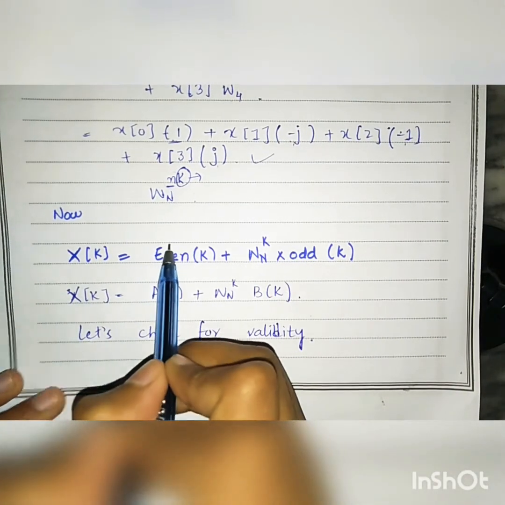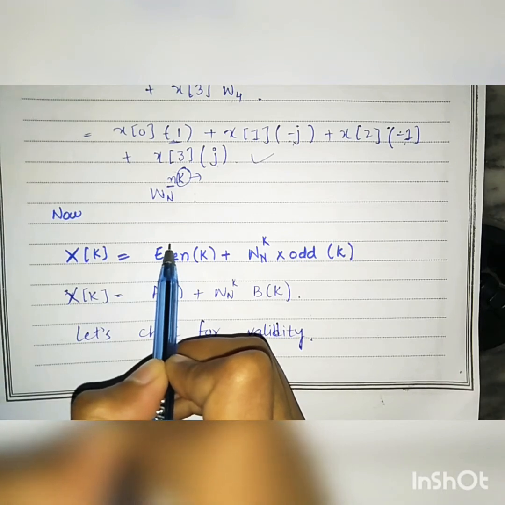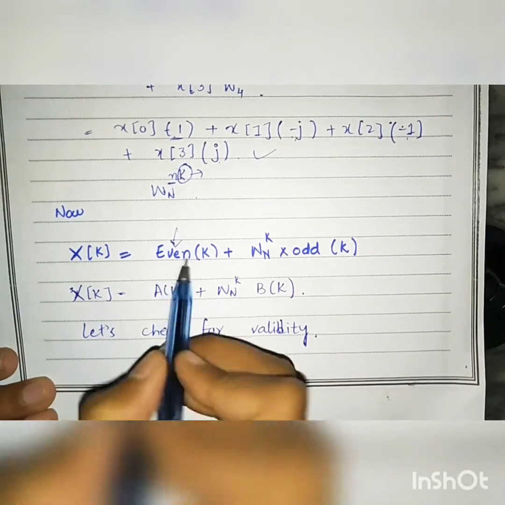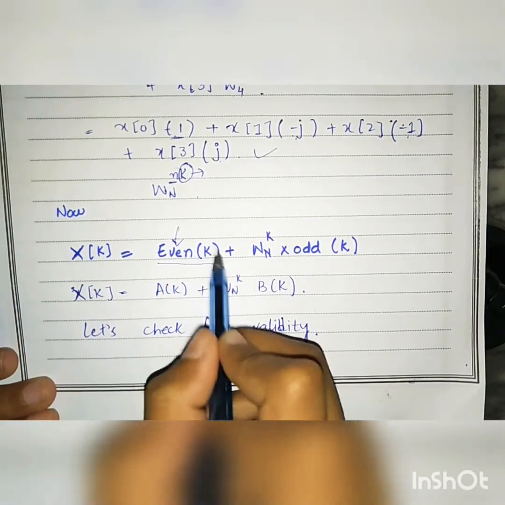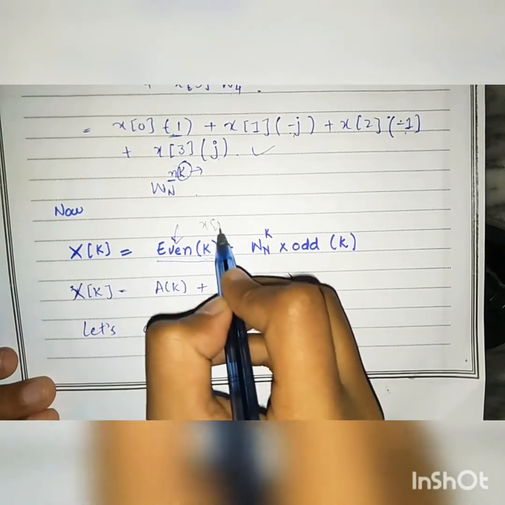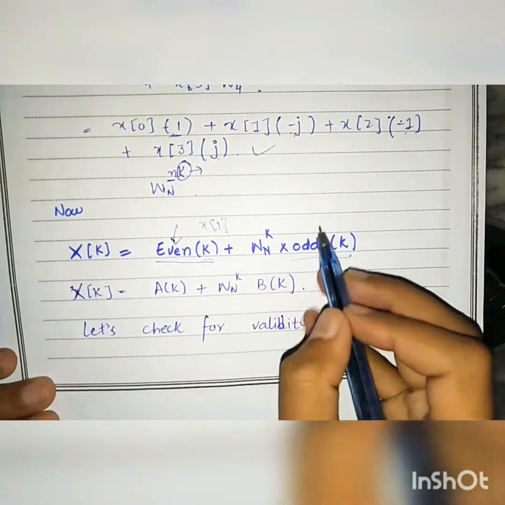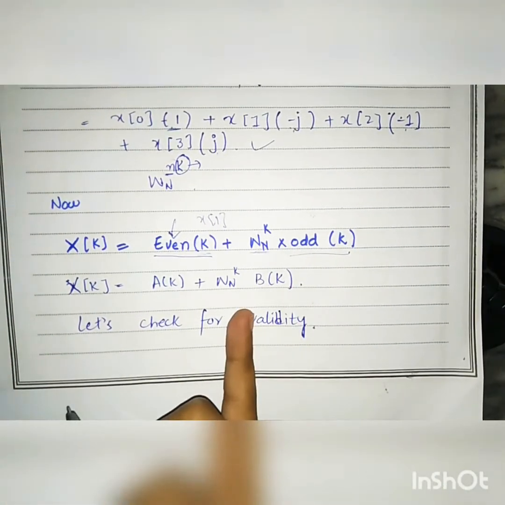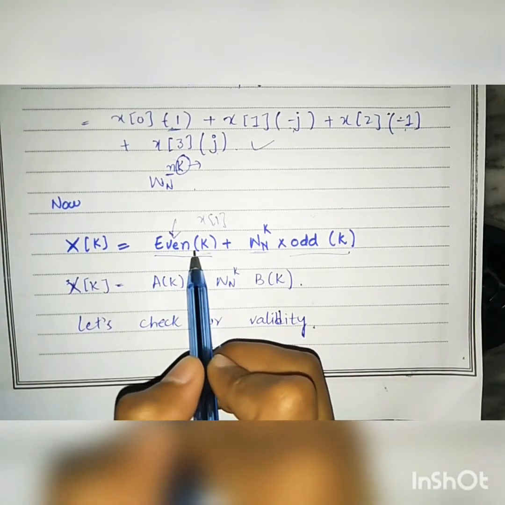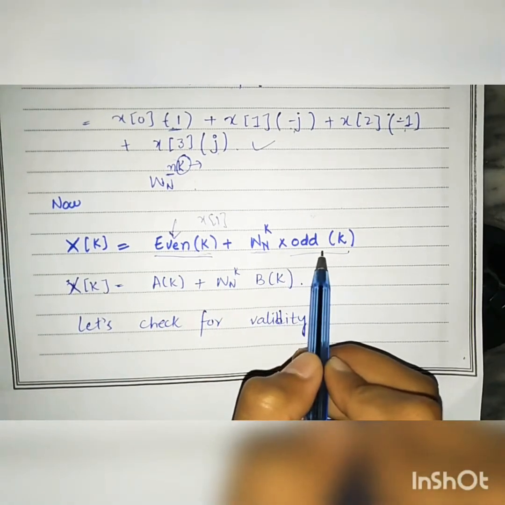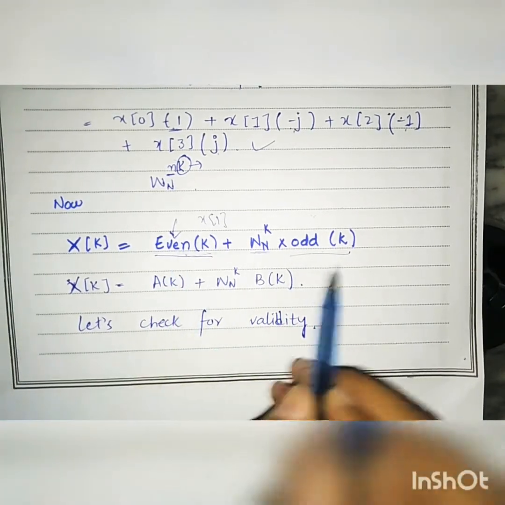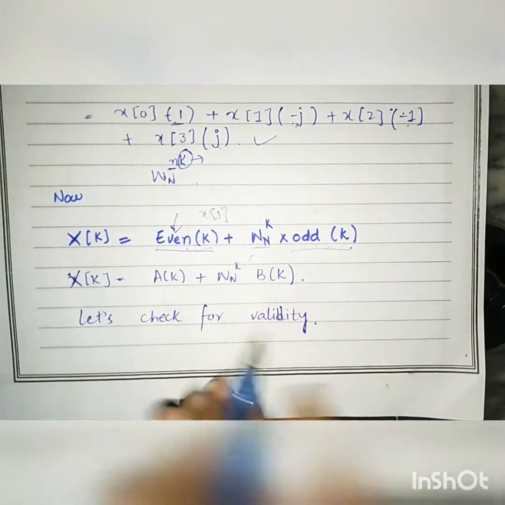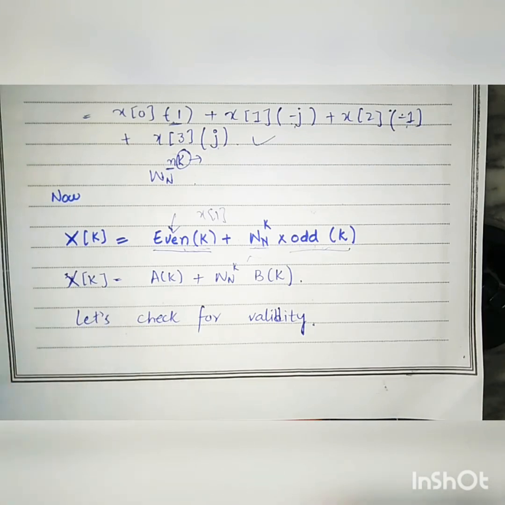As I have mentioned, I have broken the series into even and odd terms. So I have got a new formula, where for even values we will find x of 0, 1, 2, 3, and for odd values there also we find 0, 1, 2, 3, and there is a term wn of k. We will use this formula. First of all, we will find even indices and odd indices, meaning we will apply DFT on even indices and DFT on odd indices, and then we will multiply this term and add these two terms and we will get x of k. So let's check this formula.